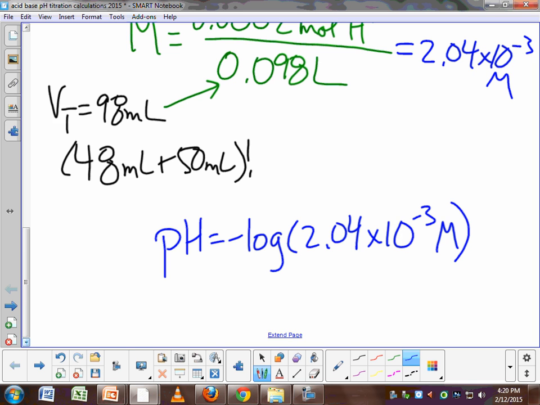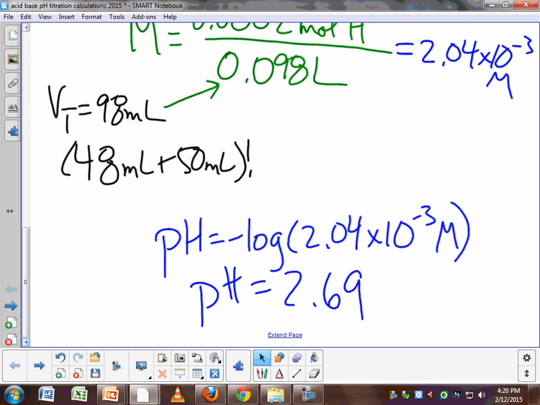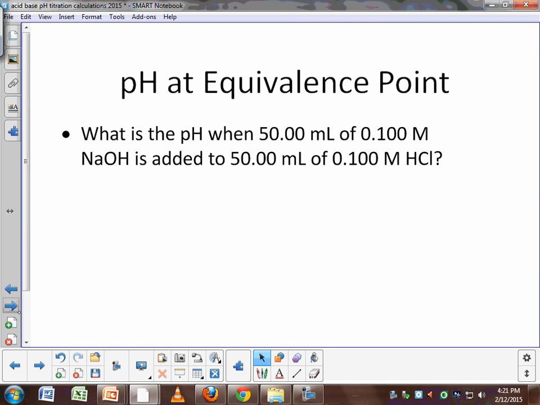Hopefully you're pausing this when you need to so that you can do this math, confirm that you get these numbers, and see that the pH at this point in our titration is 2.69. Notice that even though we have reacted most of our acid away, we started with 0.005 moles, we used up all but 0.0002, it only caused the pH to go up from 1 to 2.69. That's an increase in hydroxide and a decrease in H+ for sure, but we haven't yet gotten close to neutral. So that's that question.